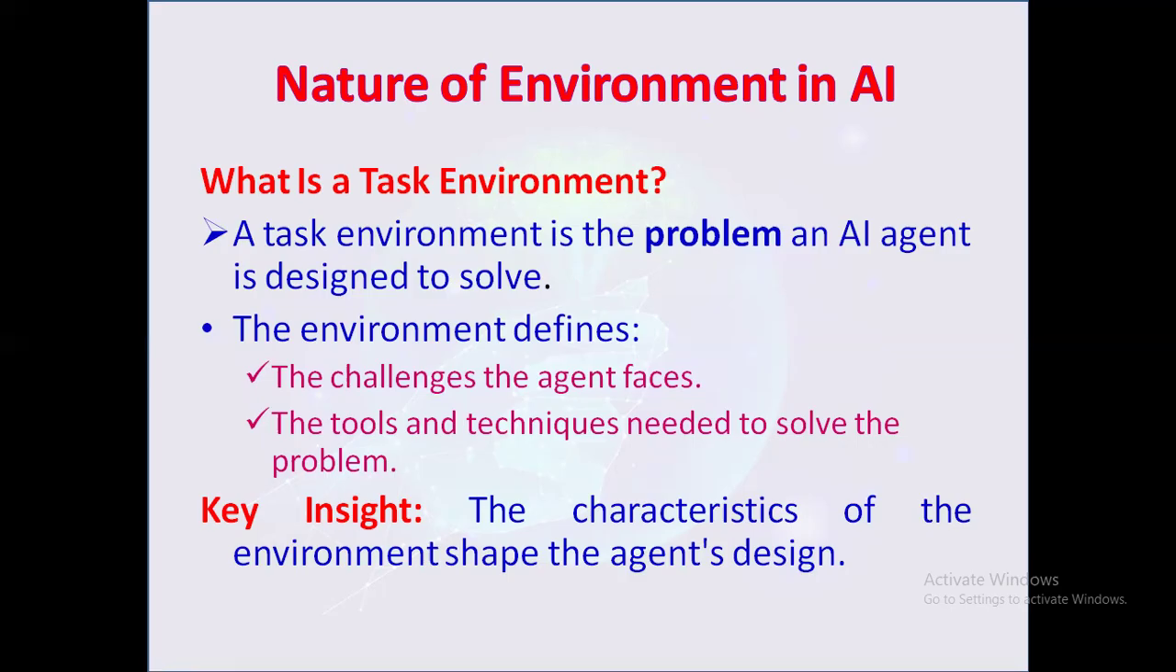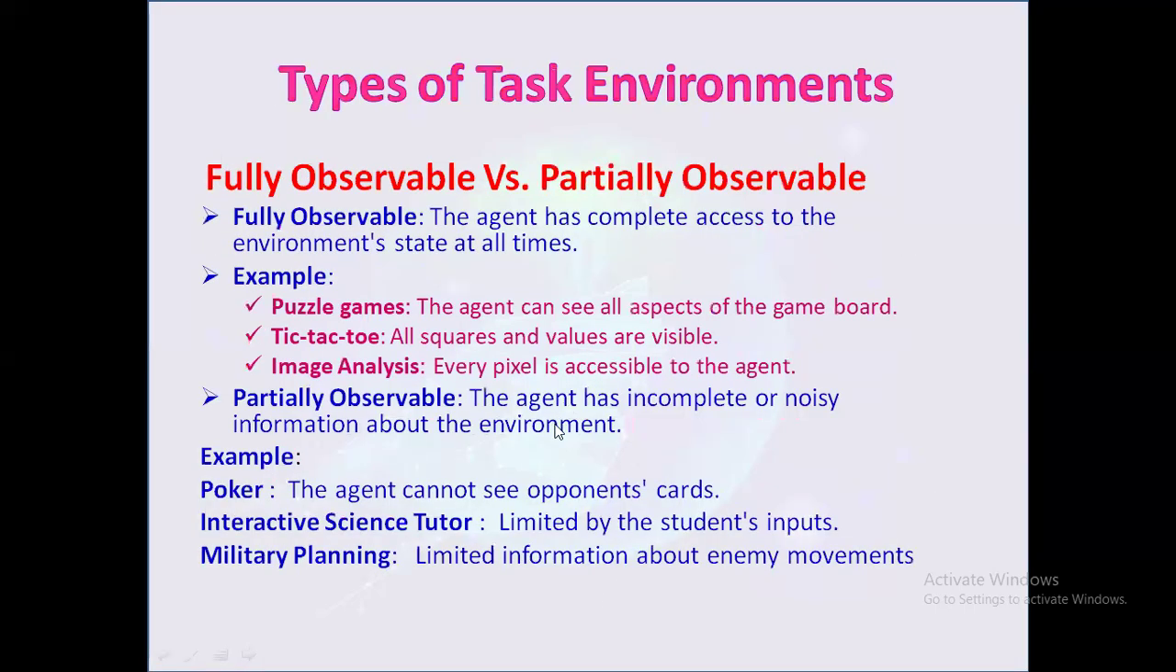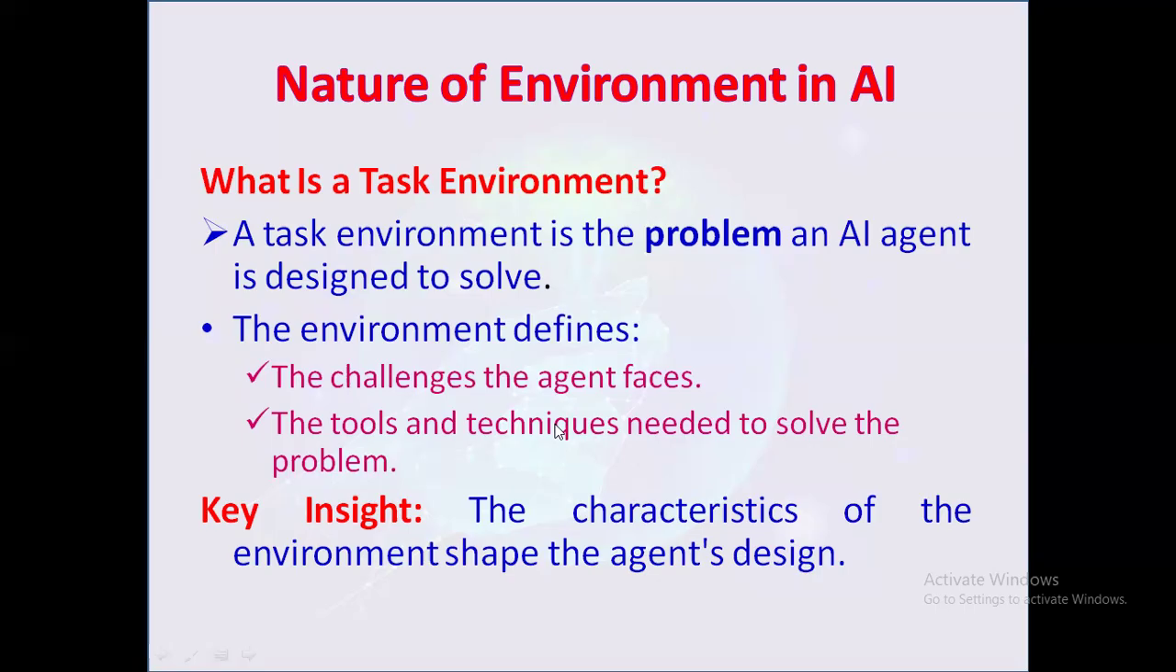The challenges the agent faces: the task environment presents a set of challenges that the AI agent must overcome in order to succeed. These challenges can vary greatly depending on the environment's complexity, such as limited information, dynamic changes, or unpredictable outcomes. For example, in a partially observable environment, the agent may struggle with incomplete data, requiring it to make decisions based on uncertainty.